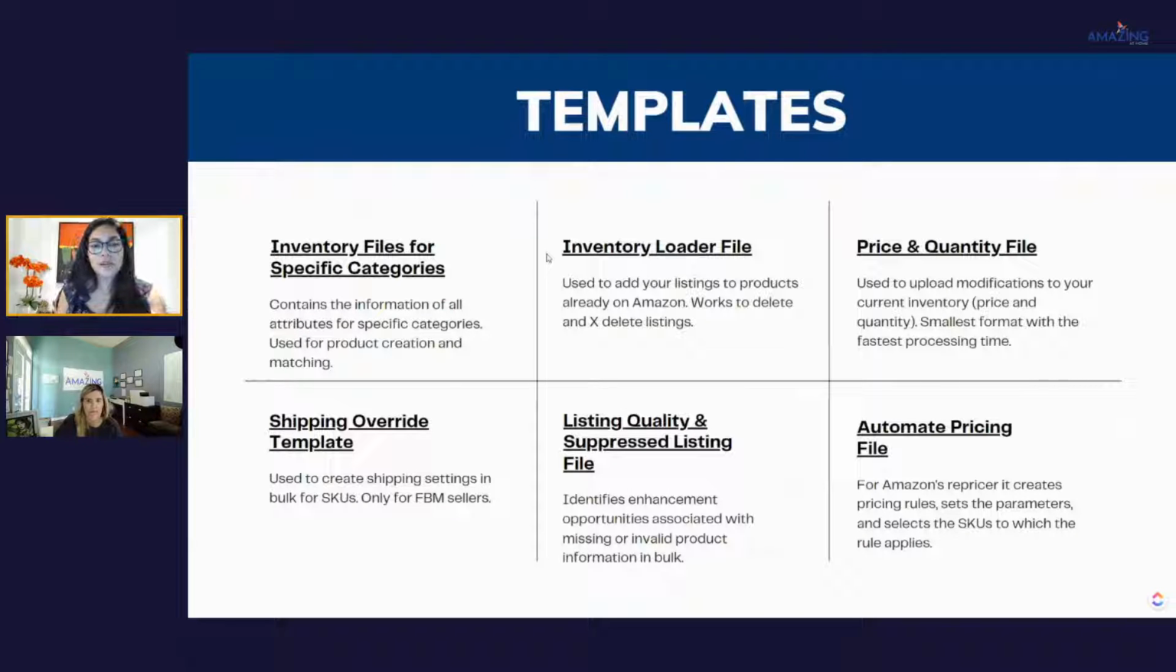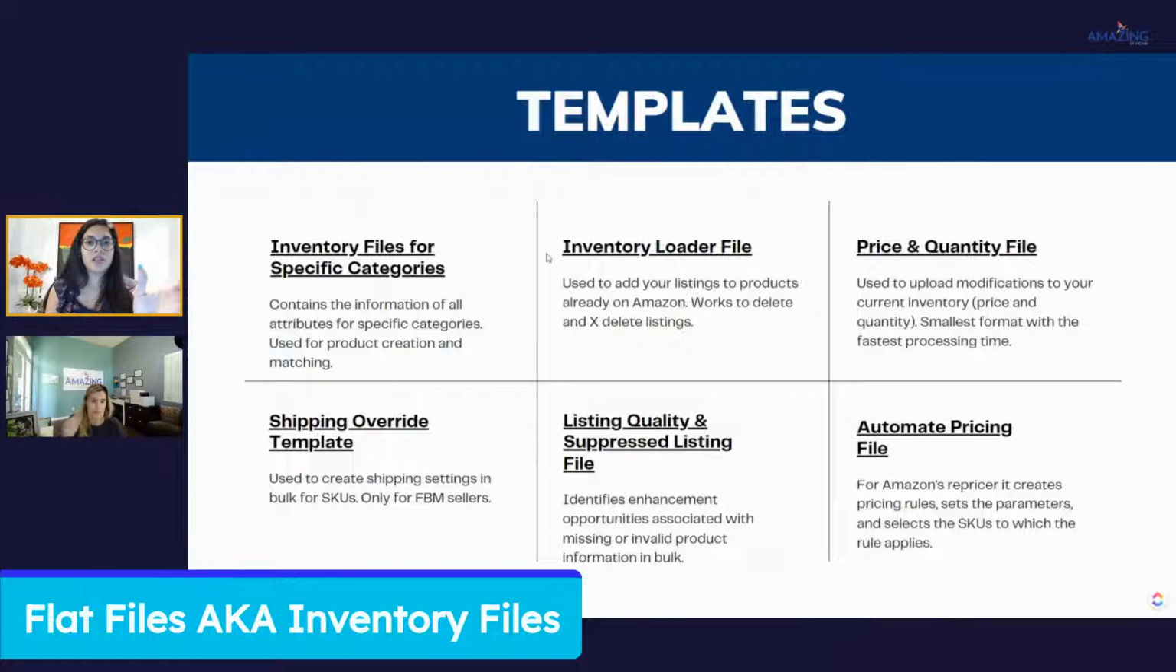So the first one is the inventory files for specific categories. This is the type of template that you download when you want to create a new listing from scratch and you don't have anything in your inventory. So for example, Amy is going to launch a new brand in the pet category. When you download the inventory file for a specific category, you will get all the attributes that are allowed to be filled in the pet category. So you will only see the category and the subcategory that you selected there.